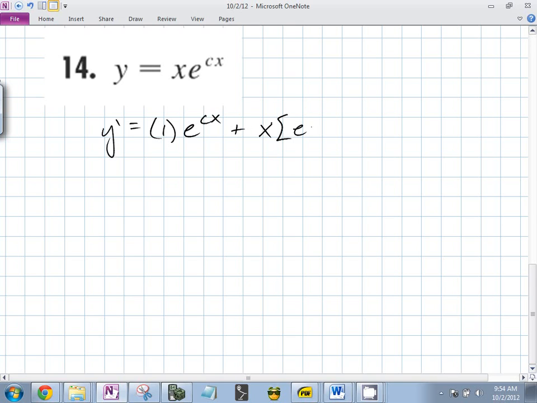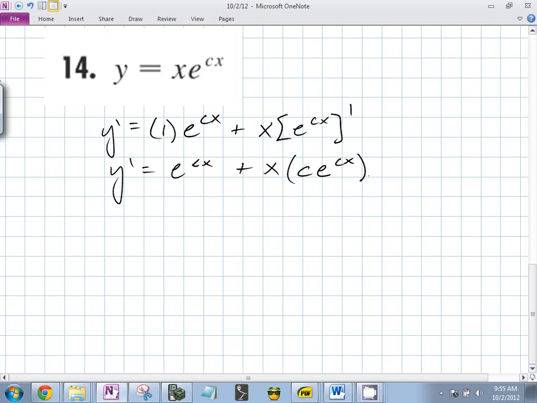You're doing e to the cx. You're doing the derivative of that. So y prime is equal to e to the cx plus x times what? Ce to the cx. You have to do the derivative of the function that's in there.